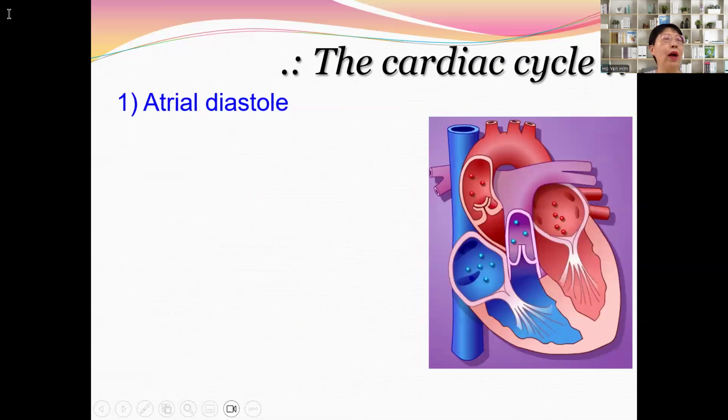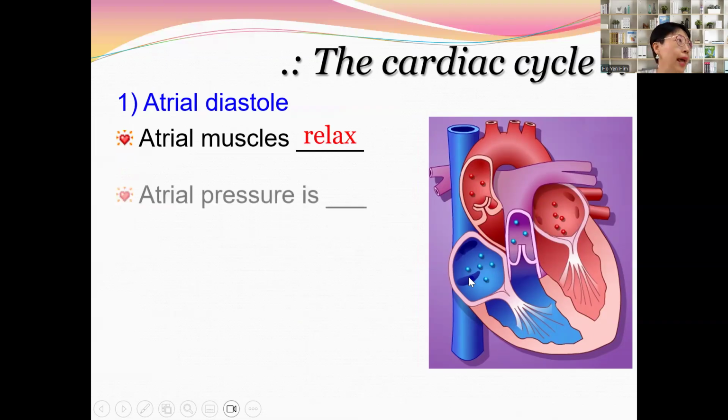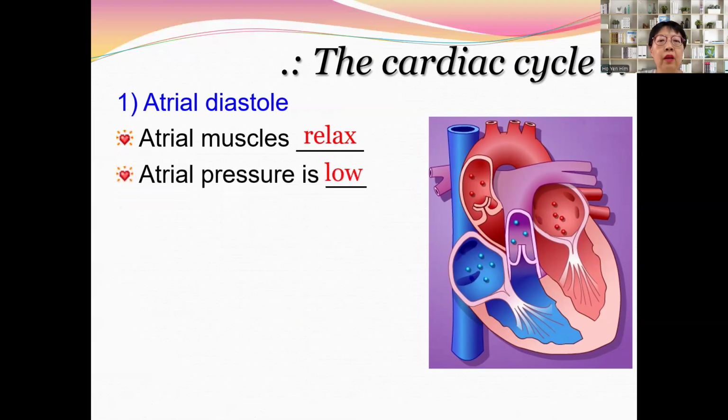Okay, so let's talk about what happened during atrial diastole. The two atria, the muscle will relax, because it's diastole. So the atrial pressure is low because of diastole. At that time, the pressure of the atria is lower than the pressure of the ventricle at the beginning of atrial diastole. So in that case, does the valve, the AV valve, open or close?